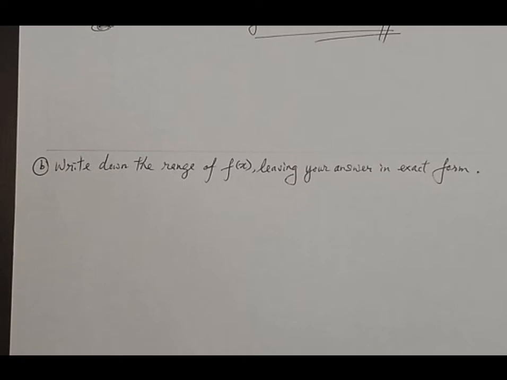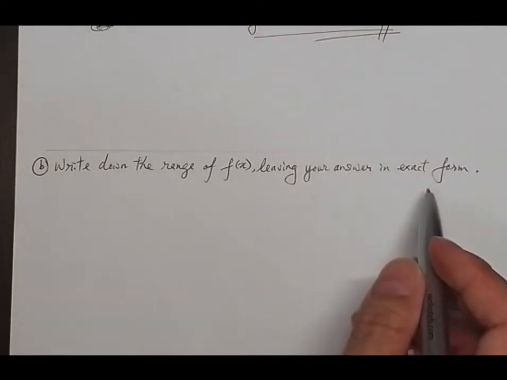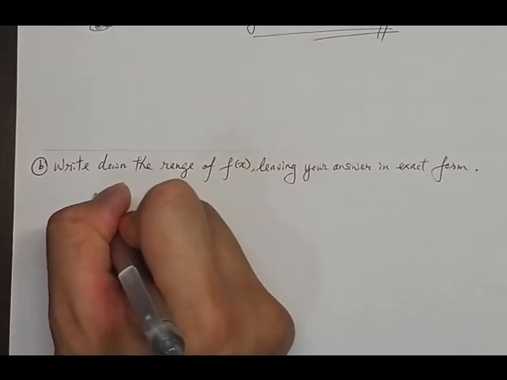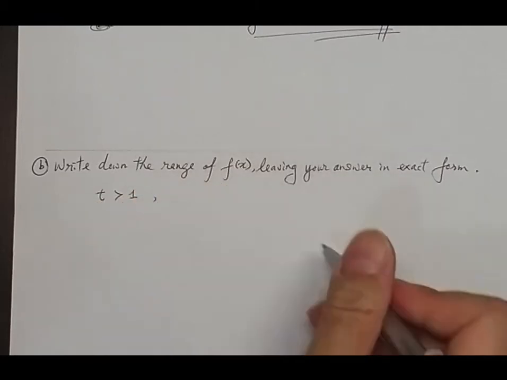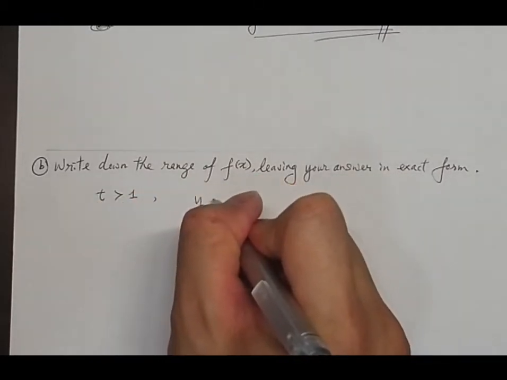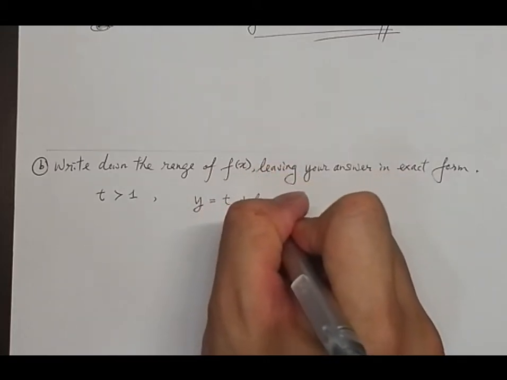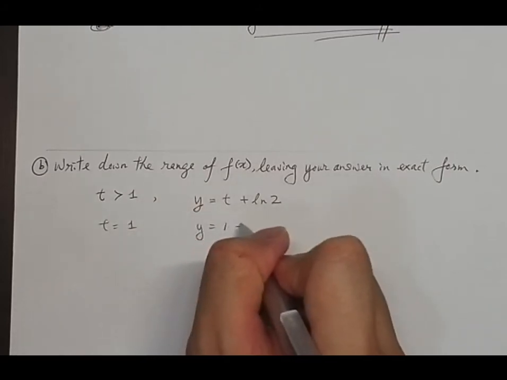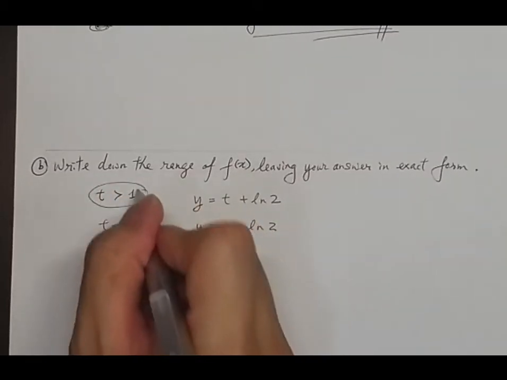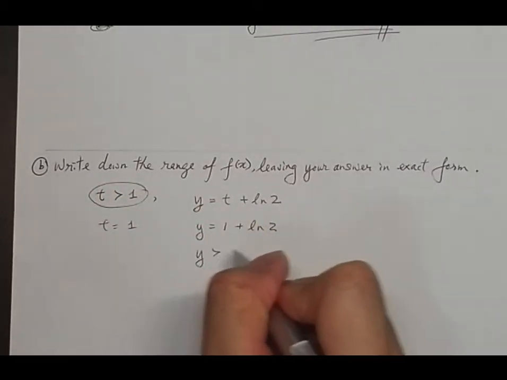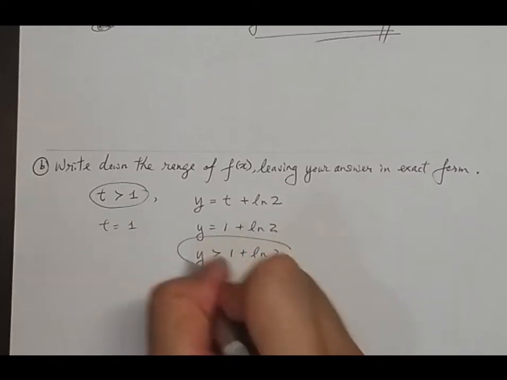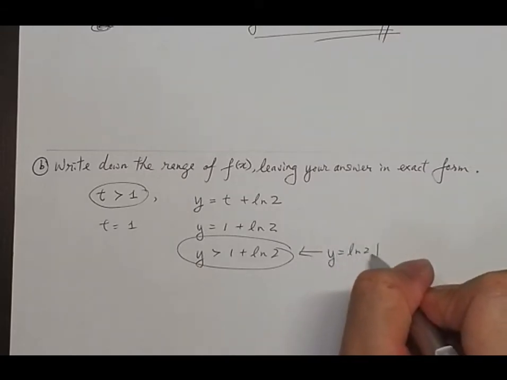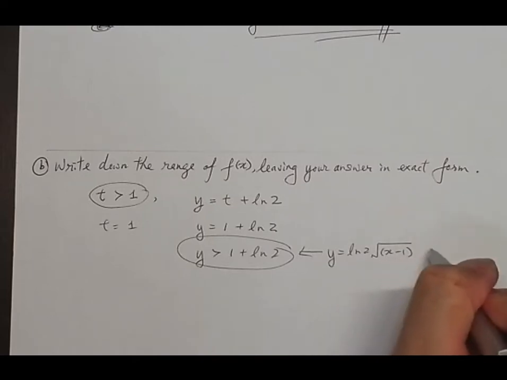B part. Write down the range of f(x), leaving your answer in the exact form. The range of f(x) is y. When t is greater than 1, that means y is equal to t plus log 2. When t equals 1, y is equal to 1 plus log 2. And if t is greater than 1, y is greater than 1 plus log 2. This is the range of the Cartesian equation y equal to log 2 square root x minus 1 minus a half.